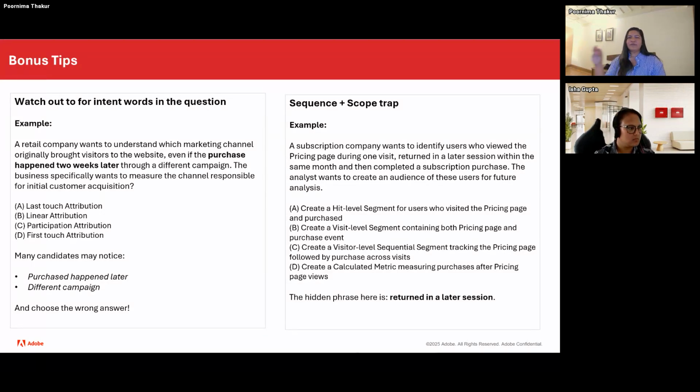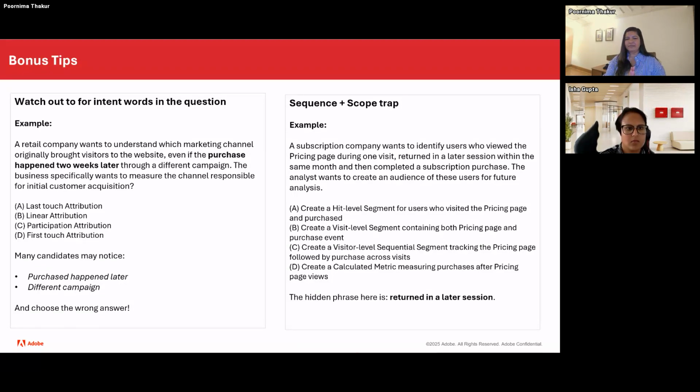Second could be a sequence and scope trap. When you're dealing with segment questions, there is always this risk of not reading the question properly and not understanding whether you need to use a segment option that has hit, visit, or visitor scope. Take a look at this example. A subscription company wants to identify users who have viewed a pricing page during one visit, returned in a later session within the same month, and then completed a subscription purchase. So the analyst now wants to create an audience of these users.